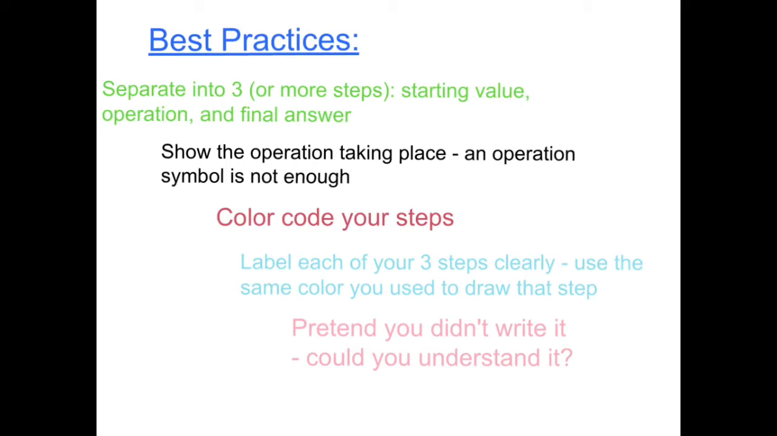And make sure you actually show the operation. Don't just use an addition or a multiplication symbol. That's not what visual models are all about. Color coding your steps can make it even more clear. And label the steps so that we know what did you start with, what did you do to the number, and where did you finish. When you're done, pretend that you didn't write this visual model and take a look at it. Would you be able to understand what it meant? If so, then it's probably a great visual model.